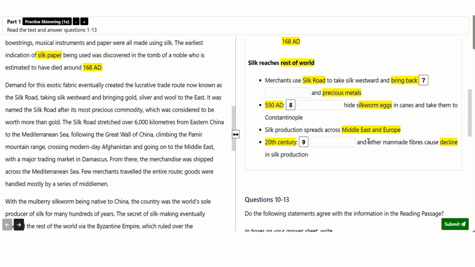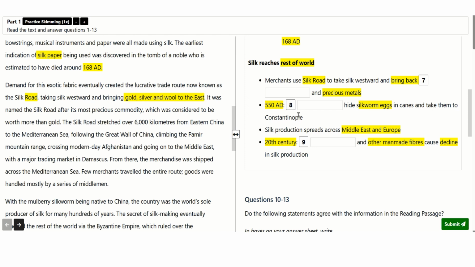So whenever we have "and", that means it is easier for us to get the answer. How? Because we know the other option, right? Let's see. Silk Road, westward. Where is Silk Road and westward? Oh, we got the Silk Road. Westward, bring back what? Bring back gold, silver, and wool to the east. They brought back three things.